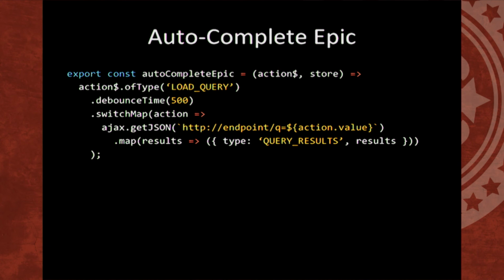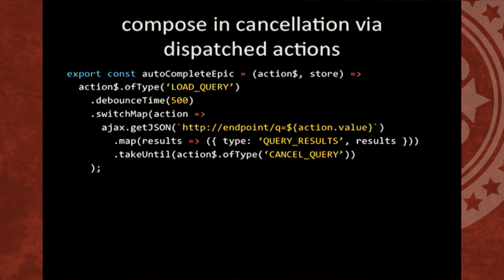But let's say, for whatever reason, you want to add a button to your page that cancels this autocomplete request, or you want to cancel it when you do a route change or something, you can dispatch any other action and then just use takeUntil. So takeUntil is the declarative way to cancel your observable, as opposed to using subscription.unsubscribe. So this is the better way to do it. Now anybody can dispatch cancel query, and if there's one of these in flight, it's going to kill it. There's another one. Don't read it. You can't anyway.